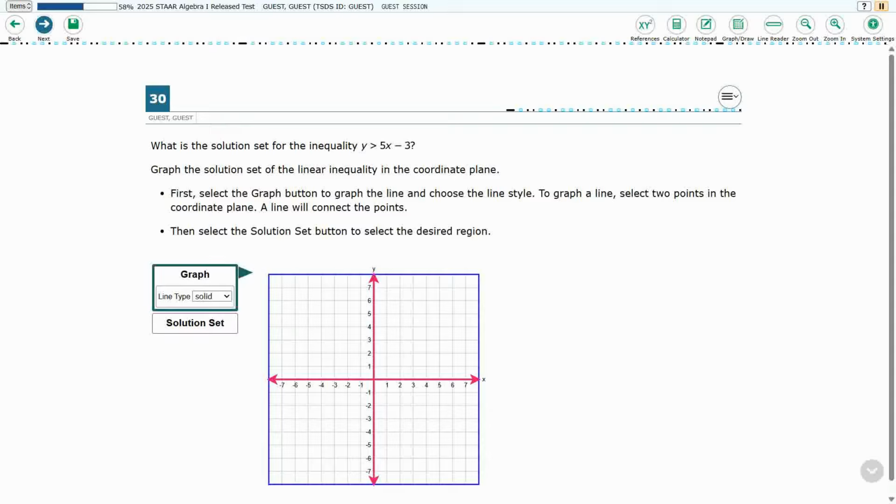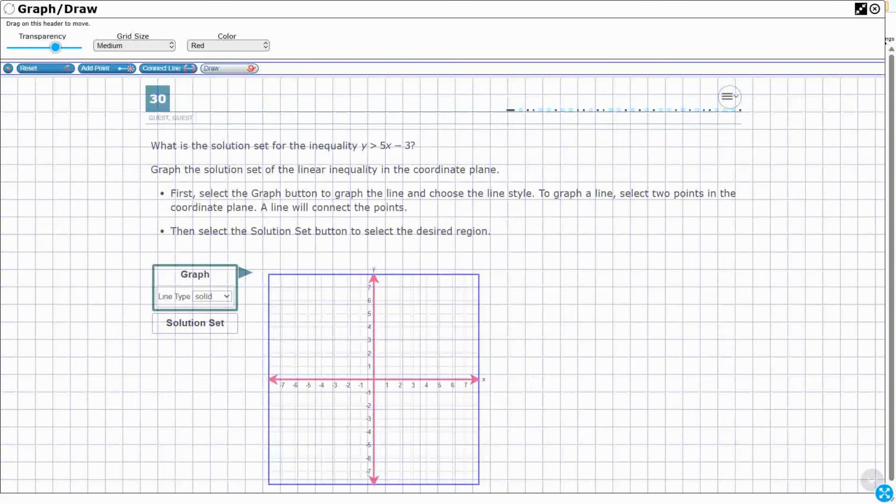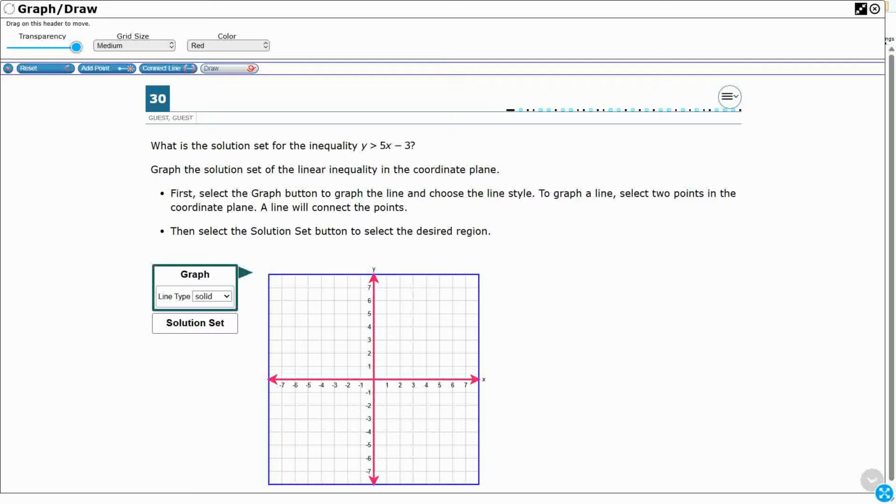Next, number 30, we are graphing inequalities. This is A.3D. Now, this is definitely a new item type. Notice what we have here. We've got to graph this, and there's these buttons on the left. We've got to make sure we hit the solution set, and we've got to figure out what the graph is.